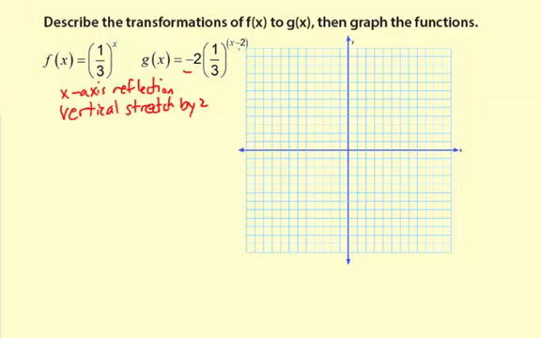And this x minus 2, the negative 2 up here, means a translation of right 2. Okay, those are our transformations. Now I'm going to graph f of x equals 1/3 to the x, simple input and output table.